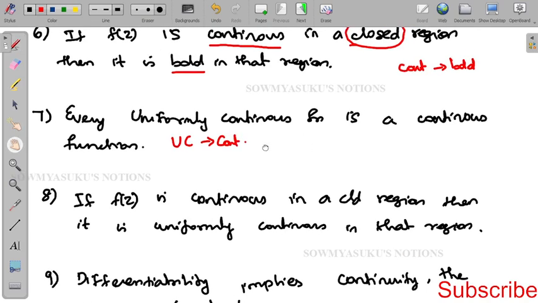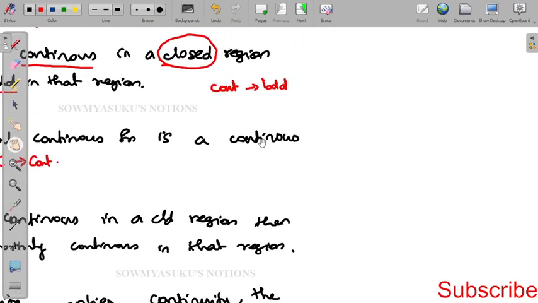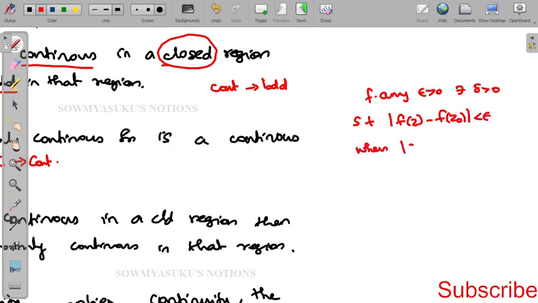Now we can see what is the difference between continuous and uniformly continuous. We have the definition of continuity: for any epsilon greater than 0, there exists delta greater than 0 such that modulus f(z) minus f(z naught) is less than epsilon whenever modulus z minus z naught is less than delta. Uniform continuity is also defined for any epsilon greater than 0, there exists delta greater than 0 such that the same holds whenever mod z minus z naught is less than delta.